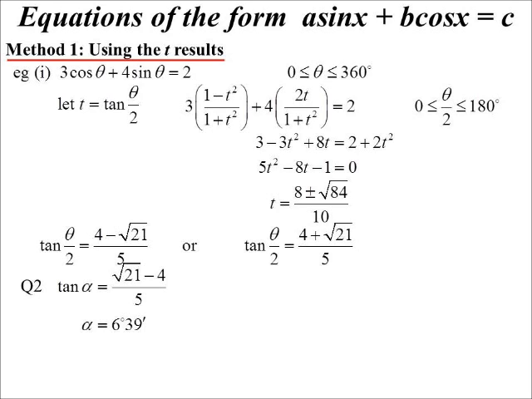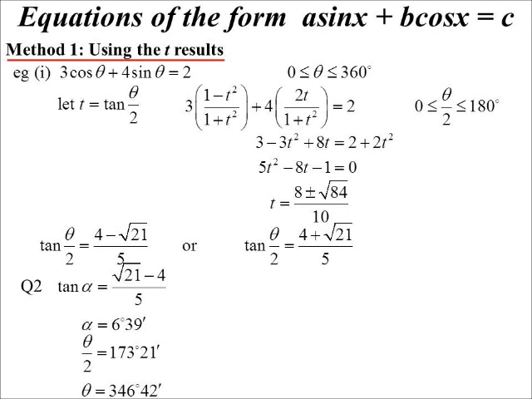Mind you, with your calculators, all that will happen, if you go 4 minus root 21 on 5, it'll give you the negative acute anyway. So you'll get the acute, 6 degrees 39. We're talking about in the second quadrant. So second quadrant would be 173.21. That's theta on 2. So now we double it, and we get our answer, 346 degrees 42.